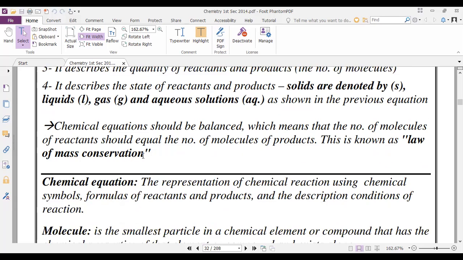Okay, so the chemical equation that we said before should be balanced, which means that the number of molecules of reactant should equal the number of molecules of product. And this is known as the law of mass conservation. Okay, try to repeat it again, Mariam.